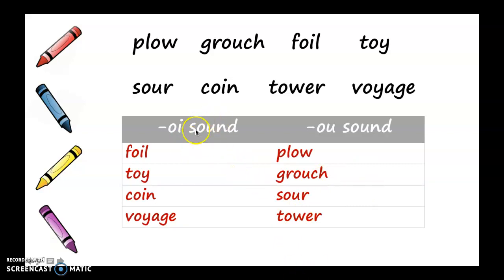Underneath the oi sound column, you should have the words foil, toy, coin, and voyage. Do you hear how all of those words have the sound oi? Great job. Now, under the ow sound, you should have the words plow, grouch, sour, and tower. They all have that ow sound in them.